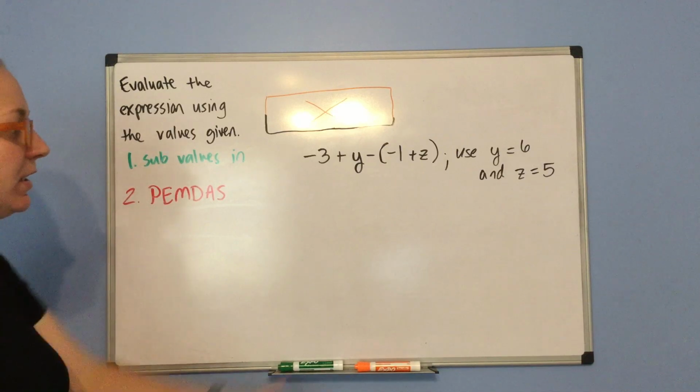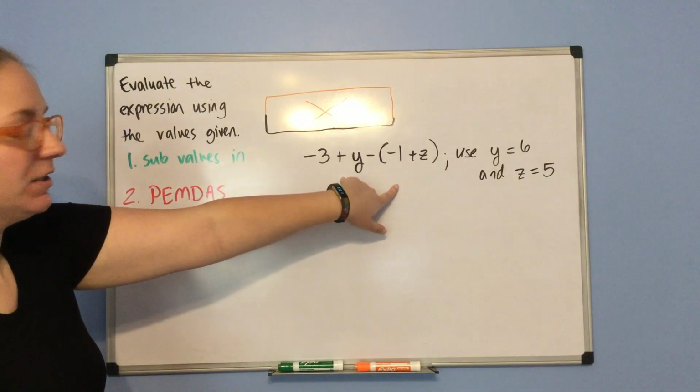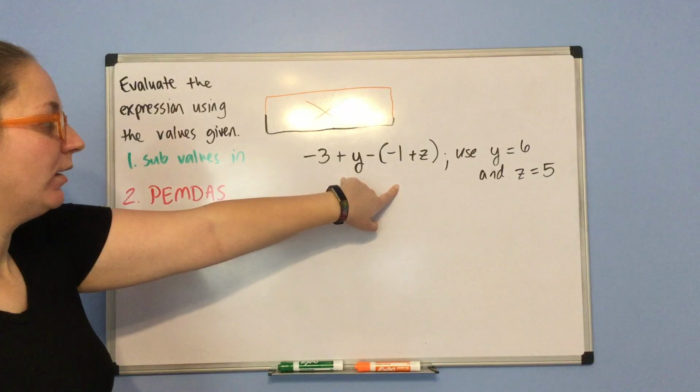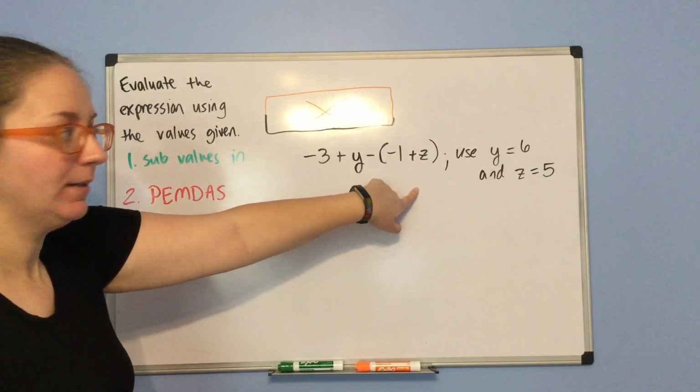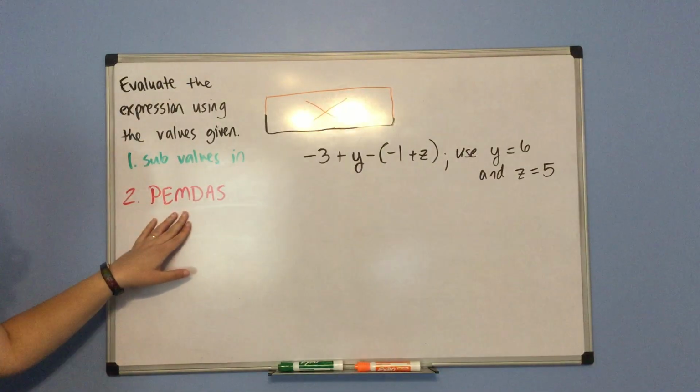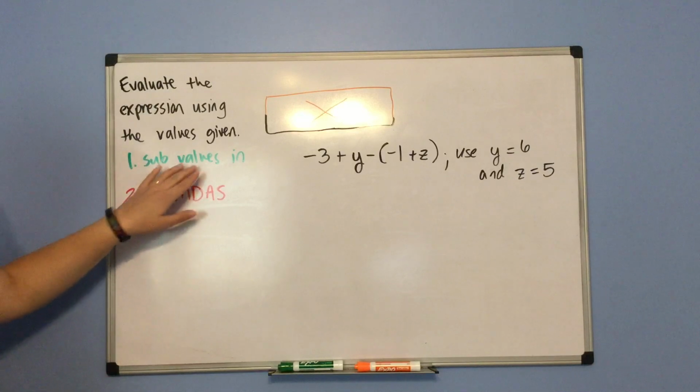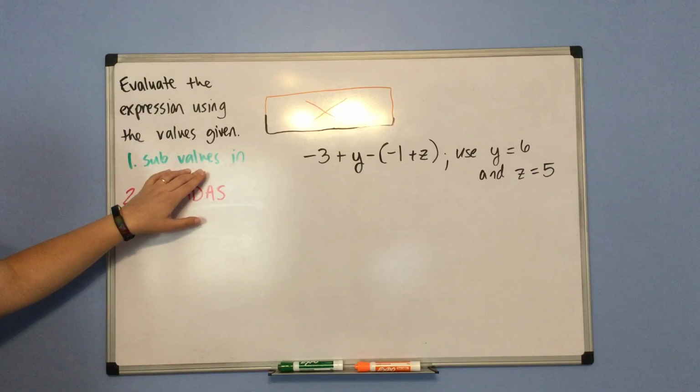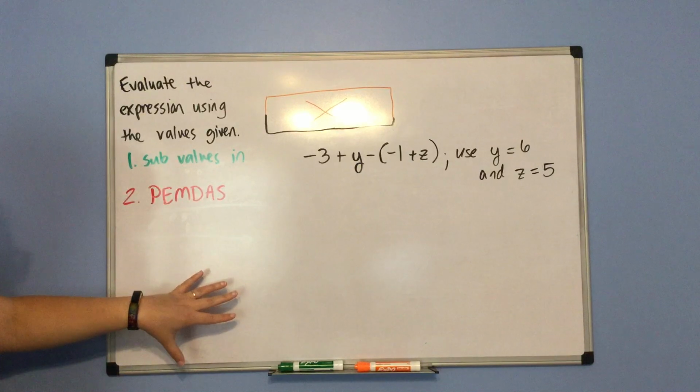Creating some expressions. They're all going to look something like this. Unlike your last assignment, you're going to start off with some letters or variables in there. You're eventually going to use your order of operations or PEMDAS, but before that you need to substitute whatever values they give you. You're going to end up with a number answer.